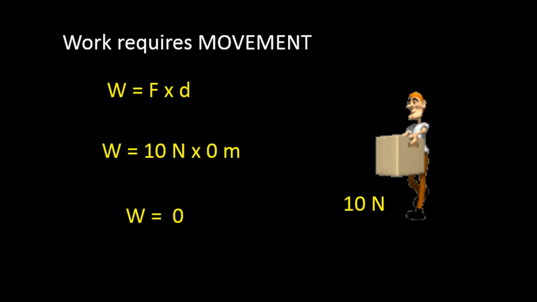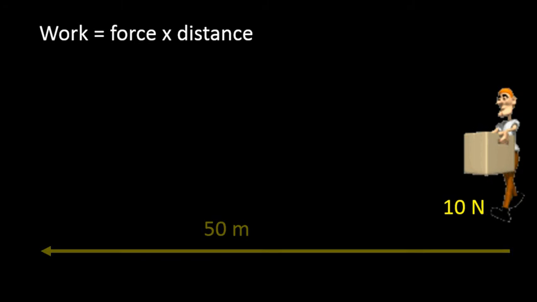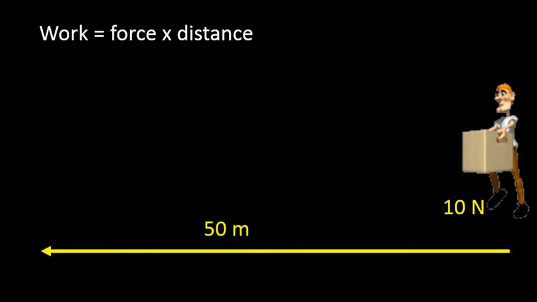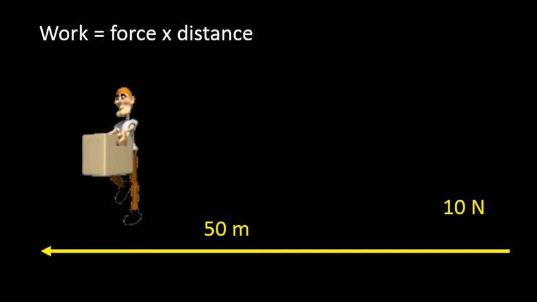So one of the first things that they talk about in this lesson is that work requires movement. Objects need to move. So when we do have movement, for instance, the man is going to be walking with that box across the screen here. Again, his force is 10 newtons to hold the box, and then he's going to walk a distance of 50 meters from the left to the right.